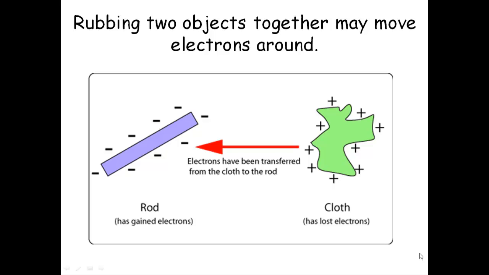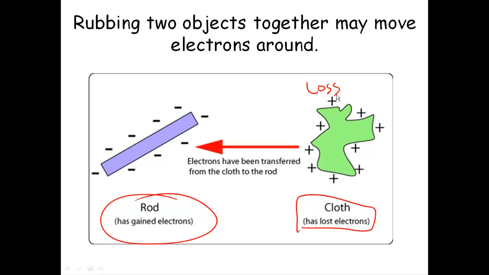So here we have an example of rubbing 2 objects together. We have maybe a cotton or wool cloth. We're going to rub it onto a rod. And what you see is we have a transfer of not protons, but electrons. The cloth in this case has lost electrons. Where did they go? They went onto the rod. The rod gained those electrons. So we have a loss, which means we have fewer electrons. So it's a net positive, and here we have a gain, a surplus of electrons. It's net negative.